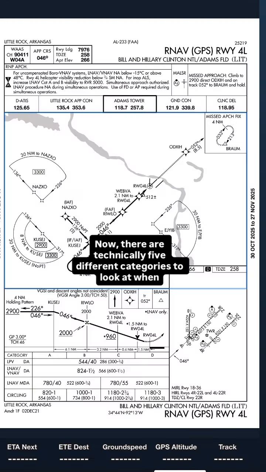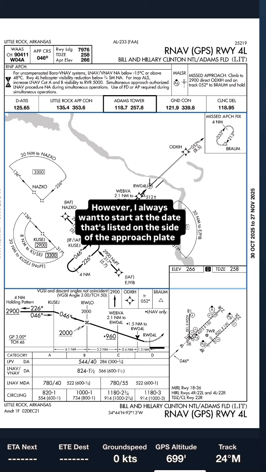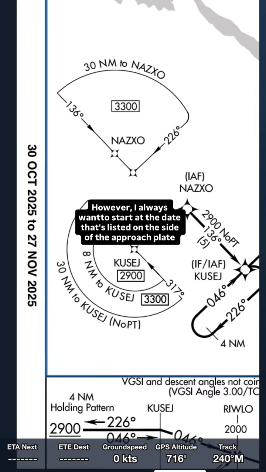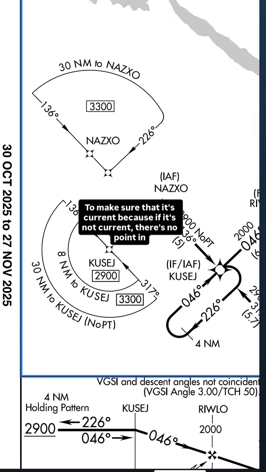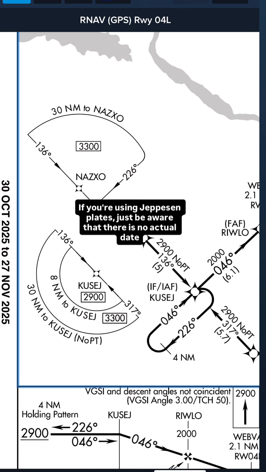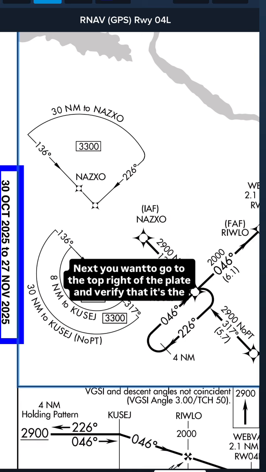Now, there are technically 5 different categories to look at when briefing the approach plates. However, I always want to start at the date that's listed on the side of the approach plate to make sure that it's current, because if it's not current, there's no point in continuing to brief it. If you're using Jeppesen plates, just be aware that there is no actual date range specified on the plate.